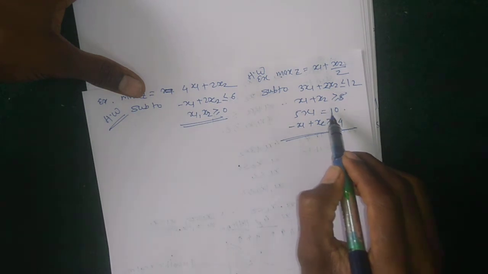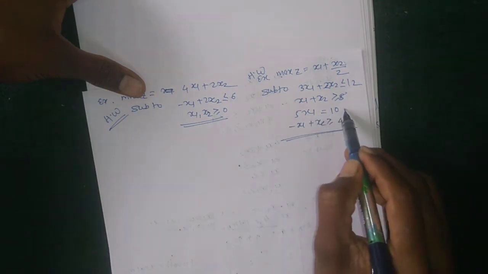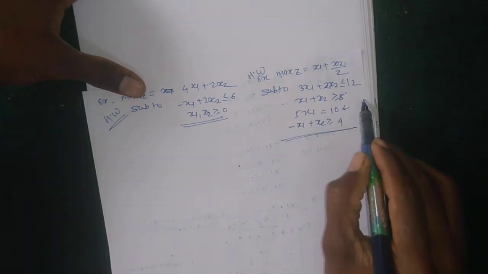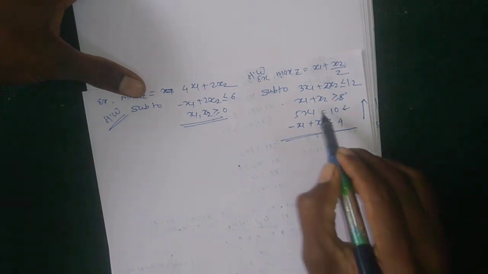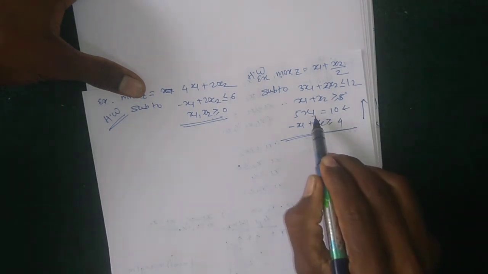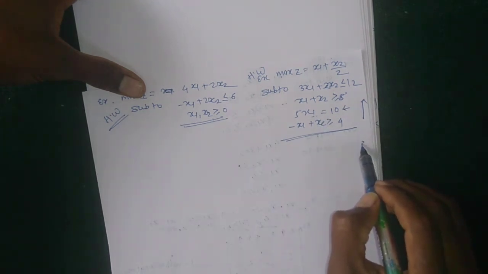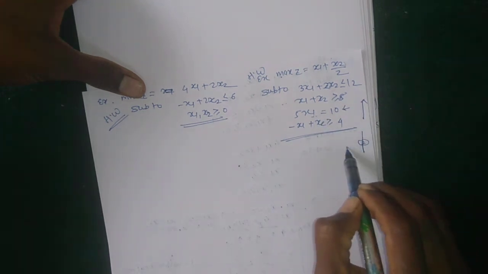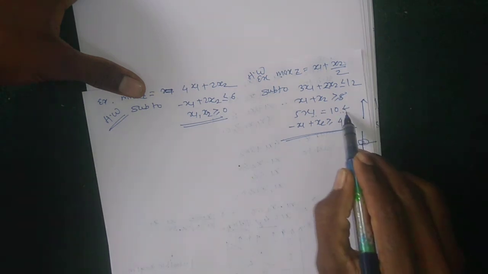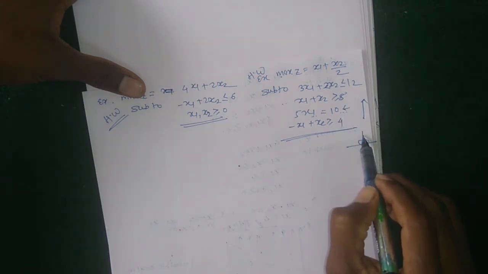Okay, here 5x1 is equal to 10, which means the only points are on this line. This line is parallel to the x2 axis because x1 is equal to 2. The points of this line are the only region, just this straight line.